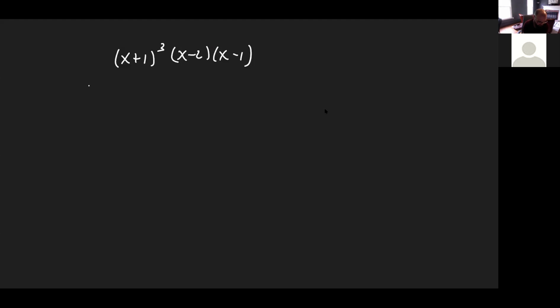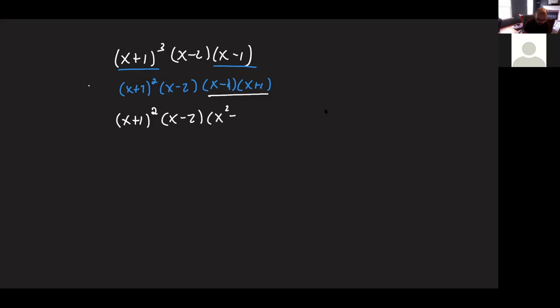All right, so if I want to multiply these together, the first thing I'm going to notice again is I have an x plus 1 and an x minus 1 in there. So I'm going to bring two of these together. I'm going to view this as x plus 1 squared times x minus 2, pulling one of those x plus 1s over here. Then these two multiplied together will be x squared minus 1.